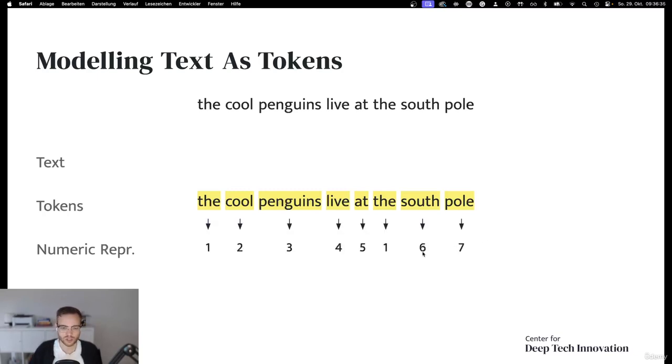So you see here the sentence: The cool penguins live at the South Pole. You see The is 1, cool 2, penguins 3, live 4, at 5, and then because it's the same word as here, again 1, South 6, and Pole 7. That's basically how we represent words as tokens. Sometimes it's a little bit more complicated, so not one word is one token, but generally as a rule of thumb, we take that now.